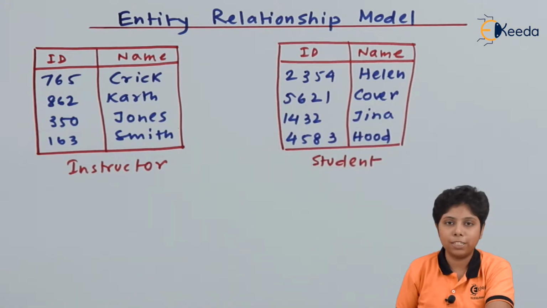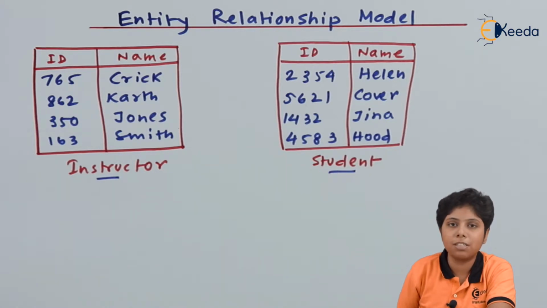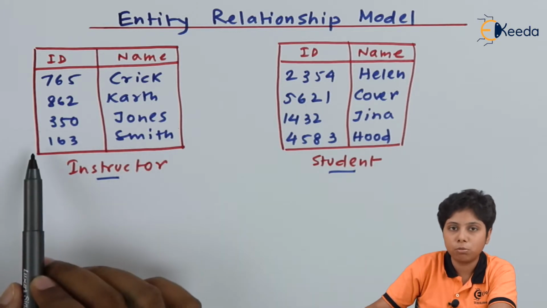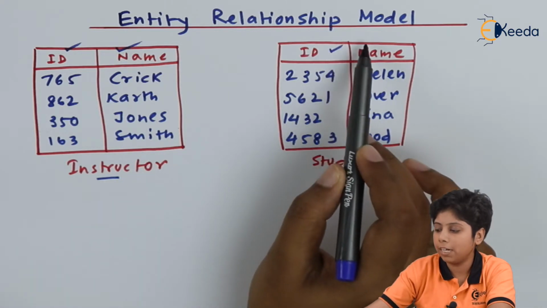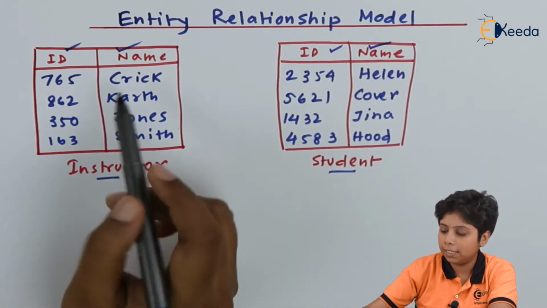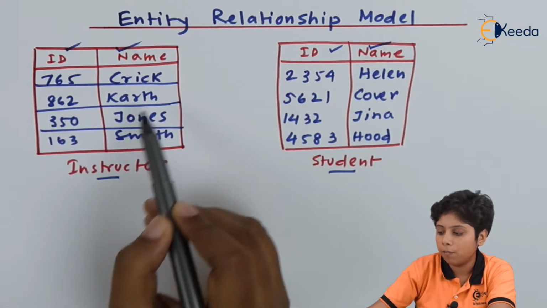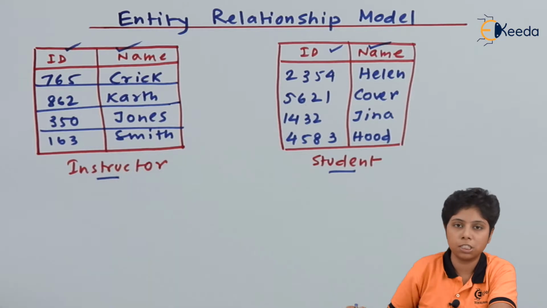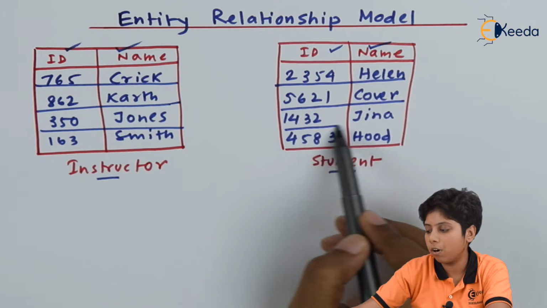So these are two entities, instructor and student. So we can say that the instructor is an extension of the person entity, as well as the student is also an extension to the person entity. Now for the instructor, I am describing the two attributes, the ID and the name of the instructor, as well as the ID and the name of the student. And this has got some concrete values against the instructor ID and names, which is a pair, Crick, Kurth, Jones and Smith. And for student, we have got some values like Helen, Cover and Gina.